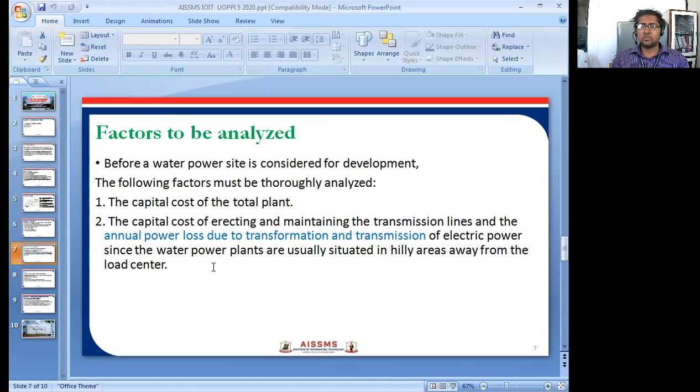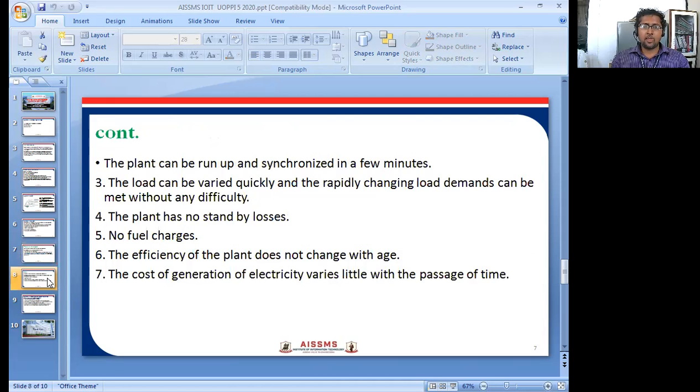Why? Because in hilly areas, the water falls from the mountain through a certain height, and there will be more energy as compared to a normal area. So it will basically be placed in hilly areas. The plant can be run up or synchronized in a few minutes. The load can be varied quickly and rapidly, changing load demands without any difficulty.